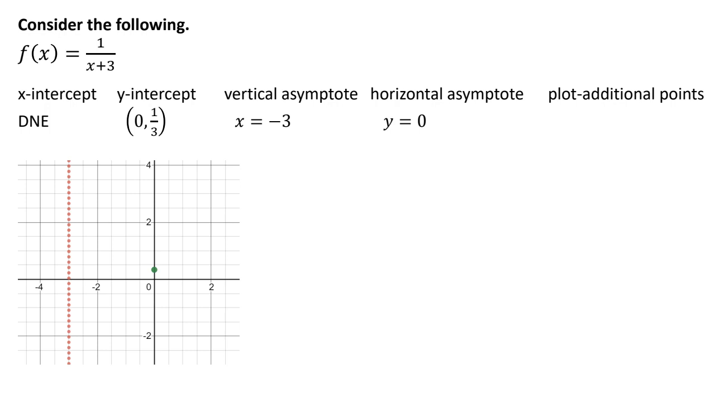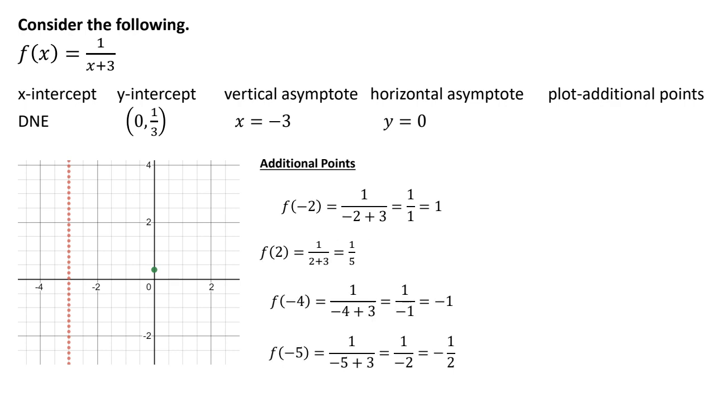In this particular case, let's look at these two additional points again: x equals -2, which is to the right of my vertical asymptote, and let's pick 2, which is on the other side of my positive graph, right? So when x equals -2, my output, my y, equals 1. And when x equals +2, my y equals 1/5. So I believe I put these points on here.